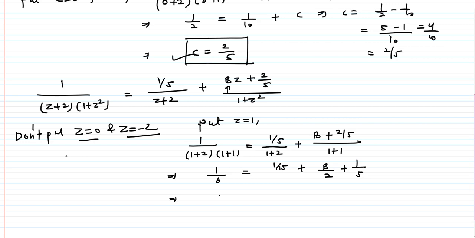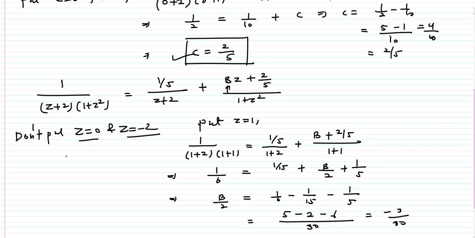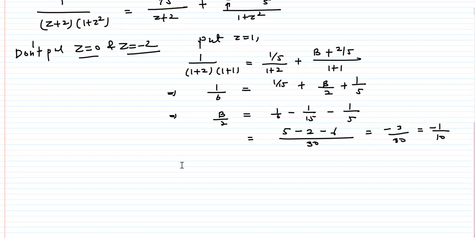So now here we can get the value of b by 2, that is 1 by 6 negative 1 by 15 negative 1 by 5. So now here the LCM will be 30. Here will be 6 5s are 30, 15 2s are 30, 5 6s are 30. It will give negative 3 over 30, and this is equal to negative 1 by 10. So now further simplifying, we will get the value of b, that is negative 1 by 5.